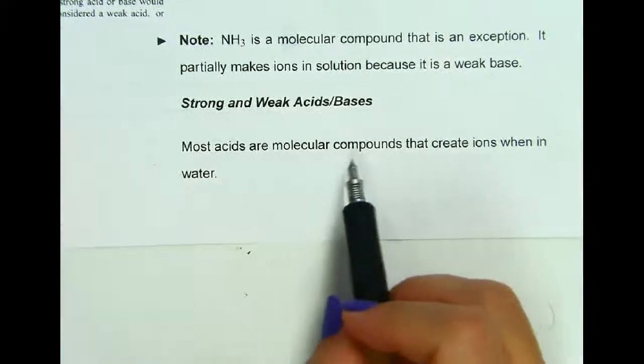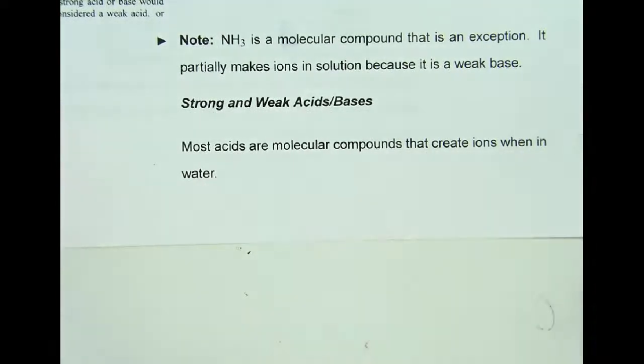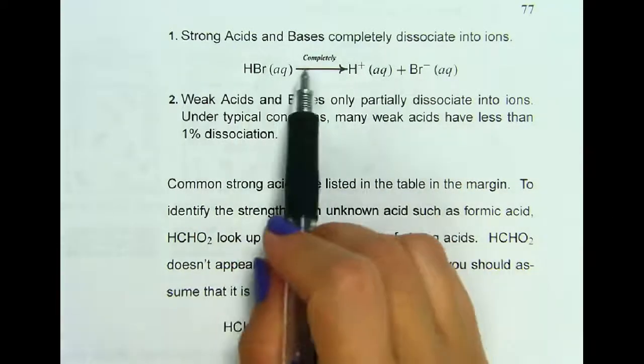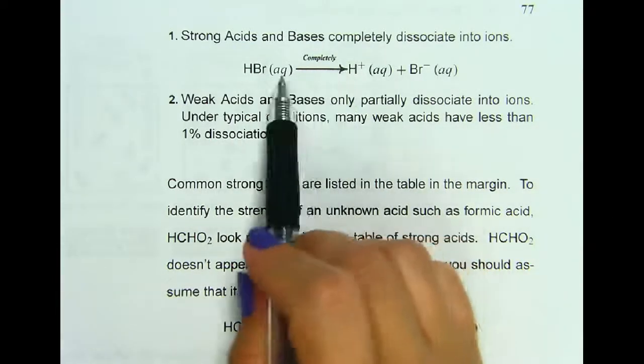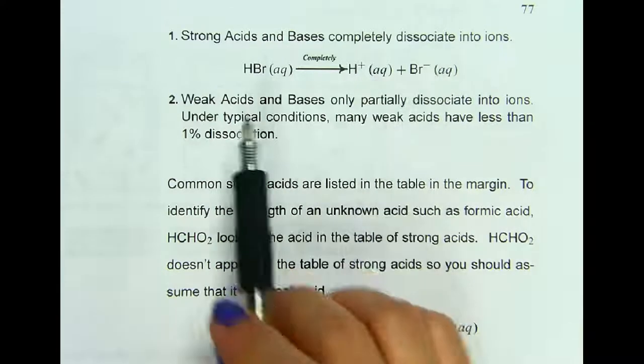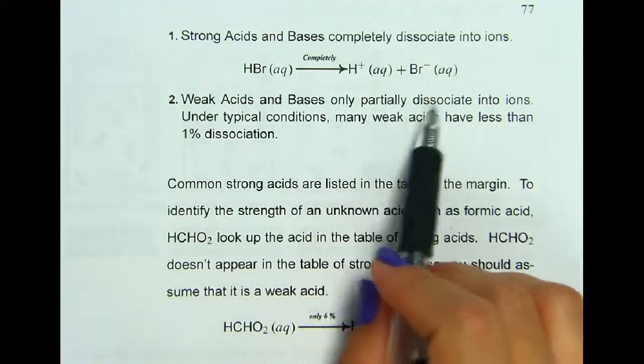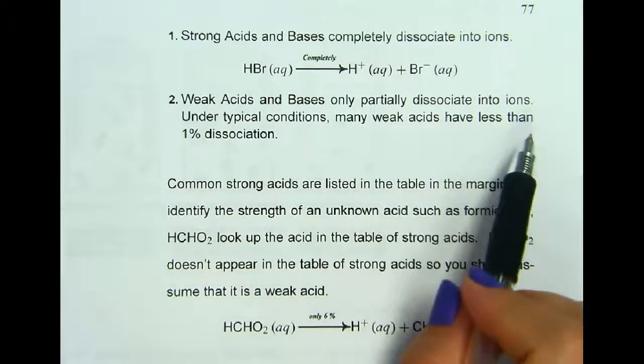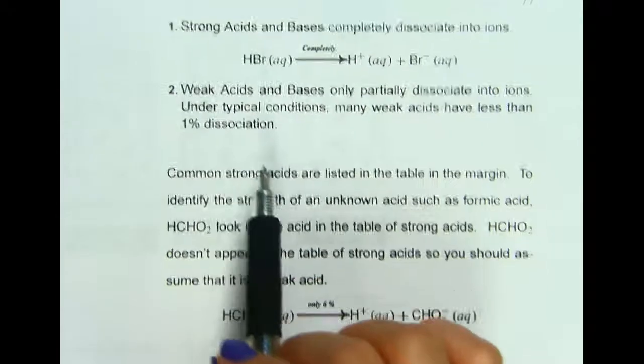Most acids are molecular compounds that create ions when in water. Strong acids and bases completely dissociate into ions. So this forward arrow shows a complete change from this to these. Weak acids and bases only partially dissociate into ions. Under typical conditions, many weak acids have less than a 1% dissociation.